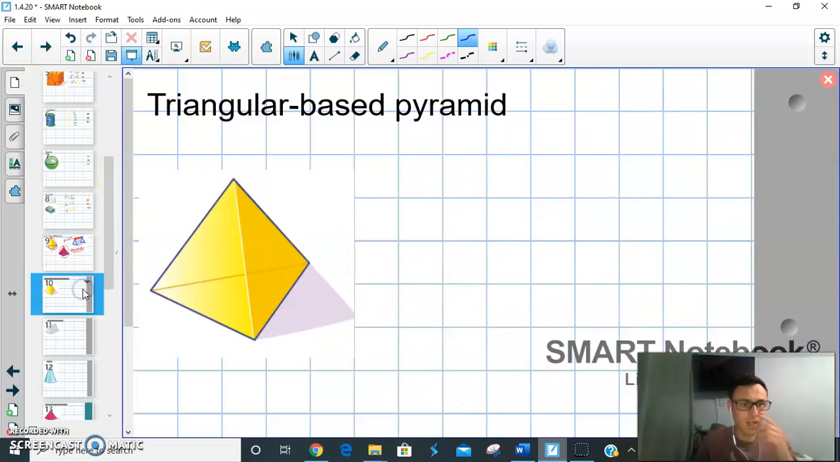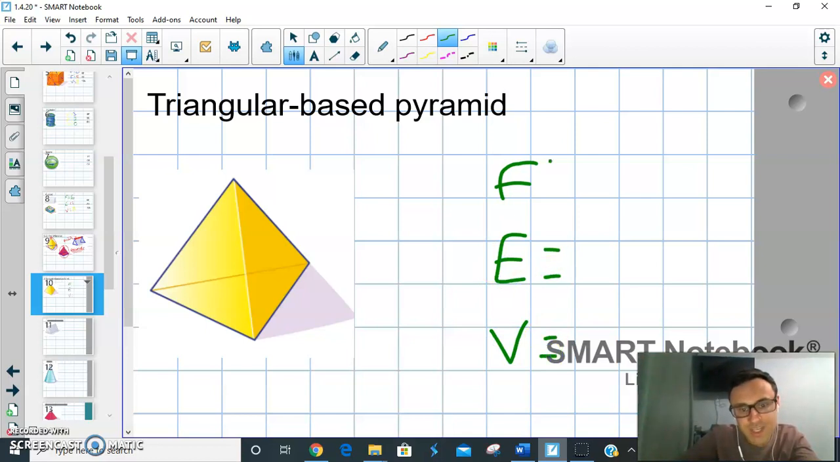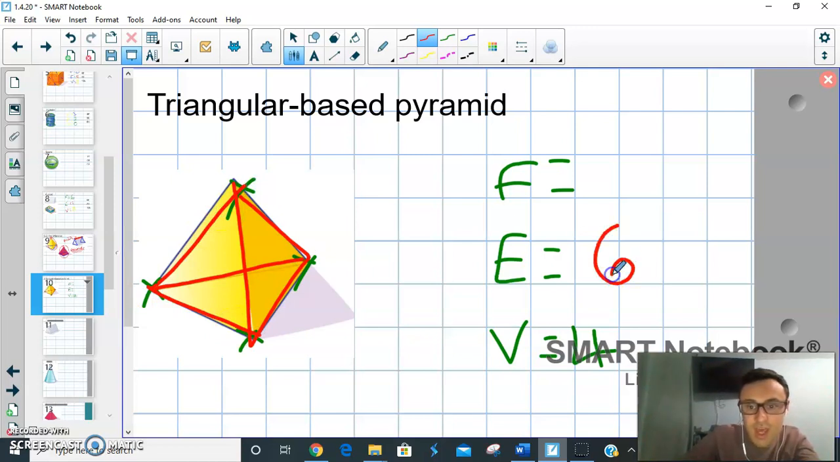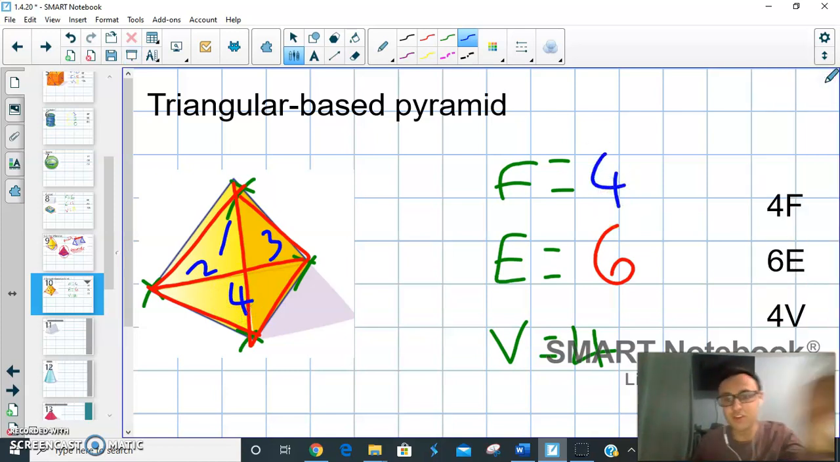Okay, so looking at our triangular-based pyramid then, what properties do we notice? Well, I notice it's got faces, it's obviously got edges, and it's got vertices because it's 3D. So 1, 2, 3, 4 points, so it's got 4 vertices. Edges, what can I run my finger along? 1, 2, 3, that one there, 4, 5, 6, so it's got 6 edges. And then faces, well, it's got this one at the back, this one here, 3, and it's got this one at the bottom, 4. So I think it's got 4 faces, 6 edges, and 4 vertices.